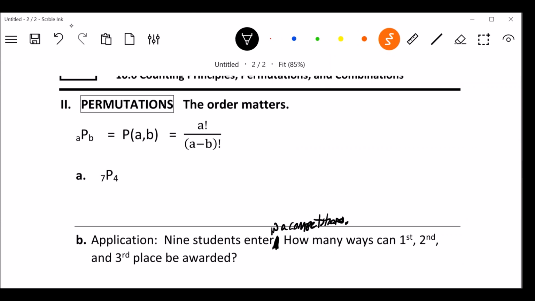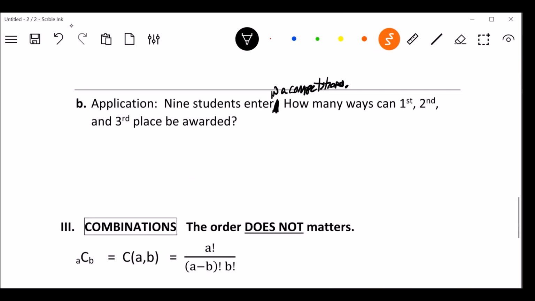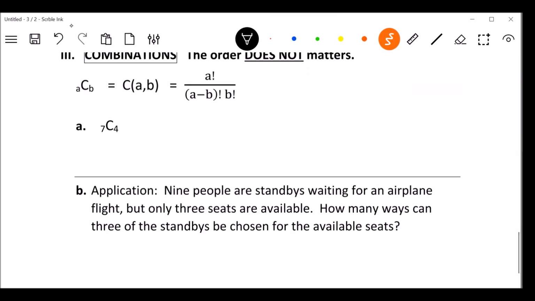So if 9 students enter a competition, the first, second, and third place matters. So if student A is first and student B is second and student C is third, that's not the same as if student B is first and student A is third and student C is actually second. That's a different result.